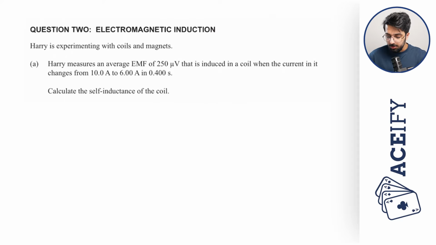Harry is experimenting with coils and magnets. Harry measures an average EMF of 250 microvolts that is induced in a coil when the current in it changes from 10 amps to 6 amps in 0.4 seconds. Calculate the self-inductance of the coil. Alright, so our self-inductance is our L value.